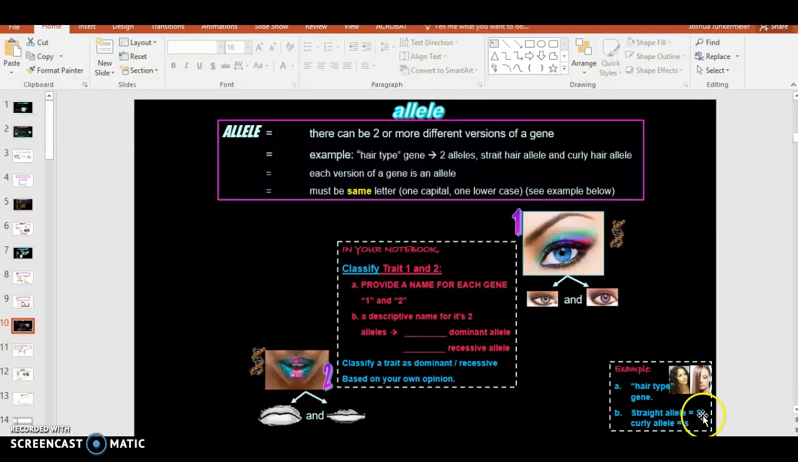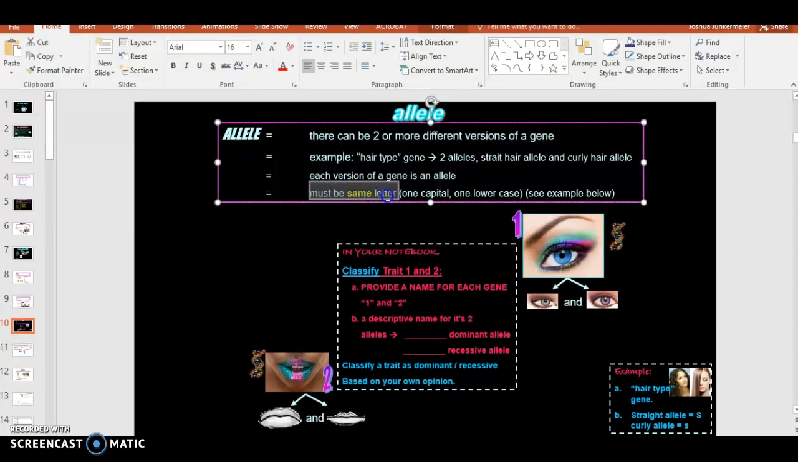Also, you may have noticed I gave a letter symbol to represent the hair type gene. In this example, I just pretended straight hair is dominant because it's more common. It's not always the case, but because it's more common, I gave it a capital S. And fewer people seem to have curly hair, so I called it a lowercase s. But notice the letters are the same. They have to be the same letter. Again, the different versions of a gene must have the same letter, one capital and one lowercase. Just like in this example, both are S's.